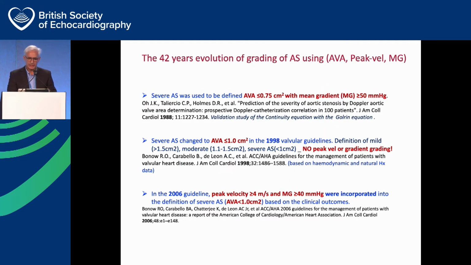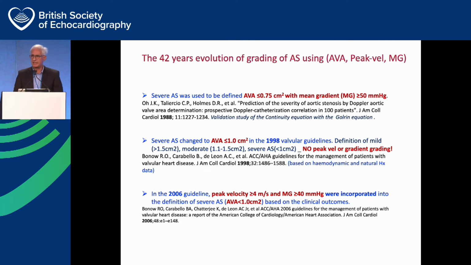So what's the evolution of aortic valve stenosis grading? In general, this goes back 42 years ago when Otto from the States ran the validation study of the continuity equation against the Gorlin equation. And their aortic valve area was set after this validation at 0.75 to describe severe aortic valve stenosis. The mean gradient, they said, would correlate with more than 50 mmHg.